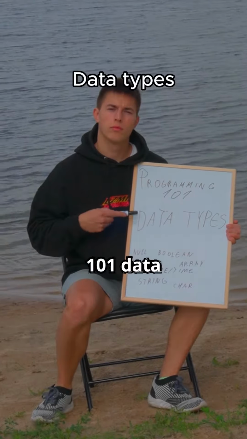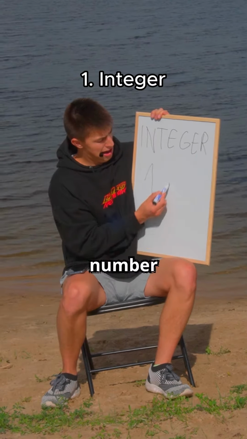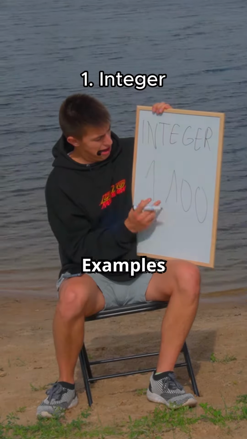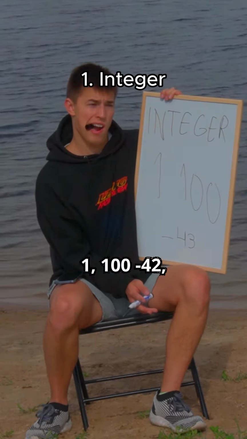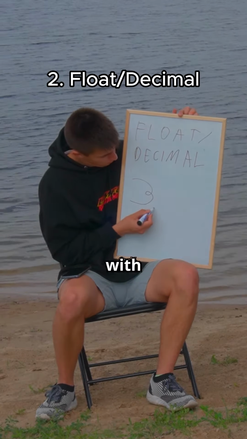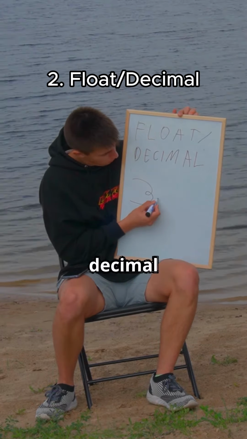Programming 101, data types. Integer: think of this as a whole number without any decimal points. Examples: 1, 100, -42. Float, decimal: imagine numbers with decimal points. Examples: 3.14, -0.5, 2.0.